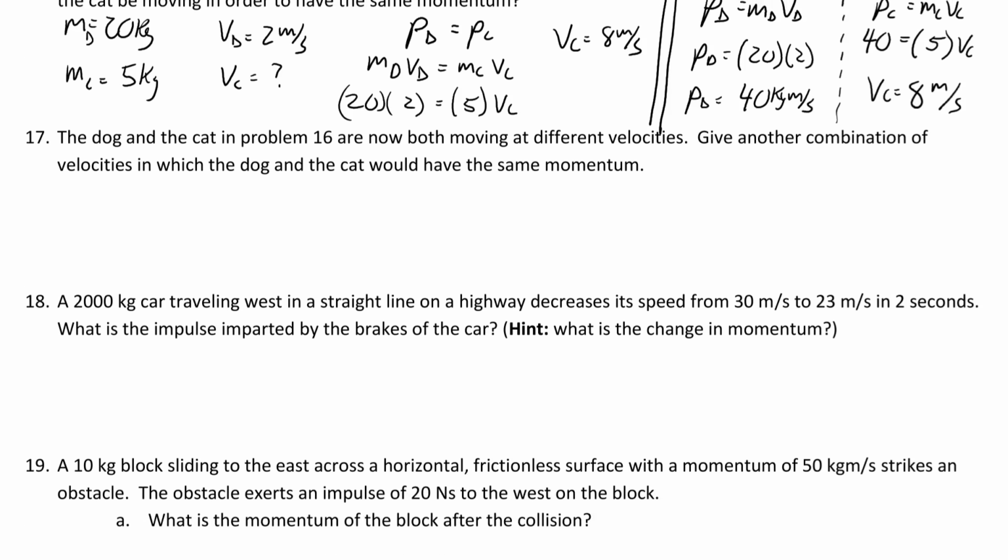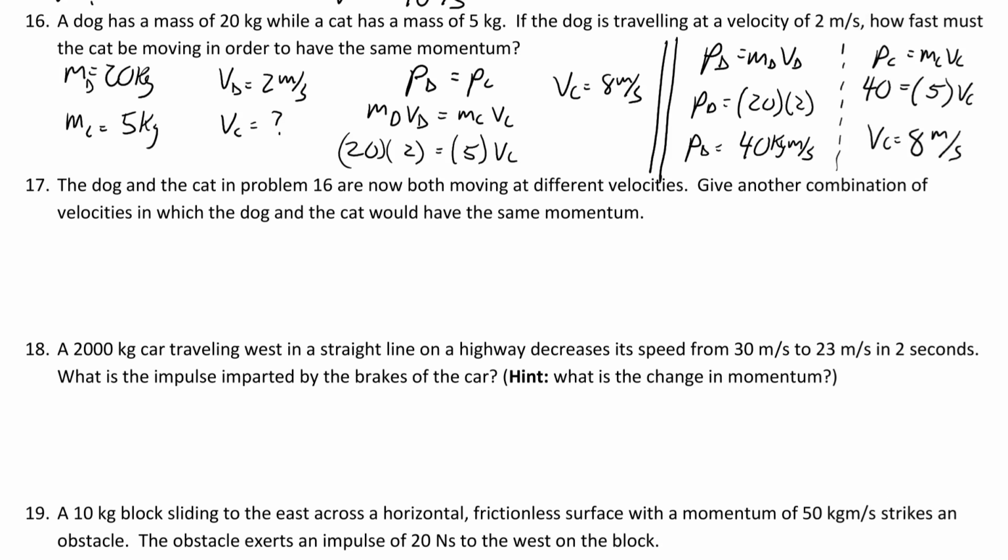Okay, number 17. The dog and the cat in problem 16 are now both moving at different velocities. Give another combination of velocities in which the dog and the cat would have the same momentum. For this problem, you could feel free to do trial and error and mess around and look at the equation and try different numbers. But what I find is looking at something like this is helpful. You want the momentums to be the same. So we write the same equation.